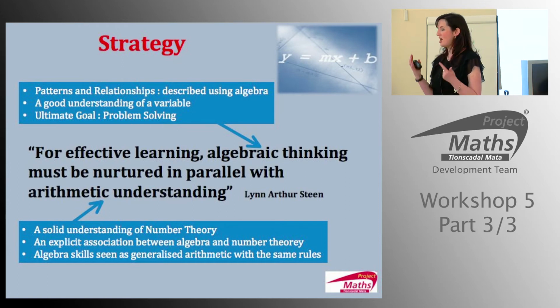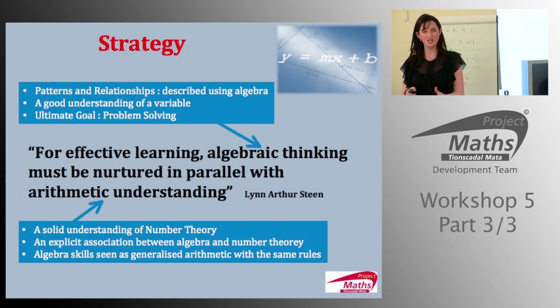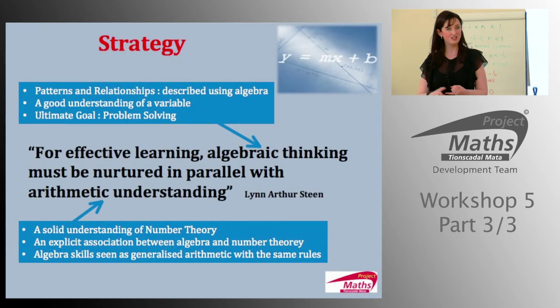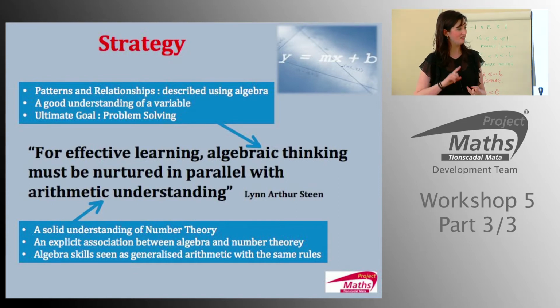Secondly, that there would be an explicit association between algebra and number. Because when they get to algebra, what you want them to realize is algebra is the exact same thing as number theory. It's the exact same rules. If you know the rules of number theory, you know the rules of algebra. They're not two separate things. So we would make sure to join them up at every opportunity.